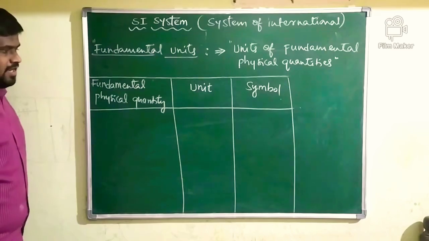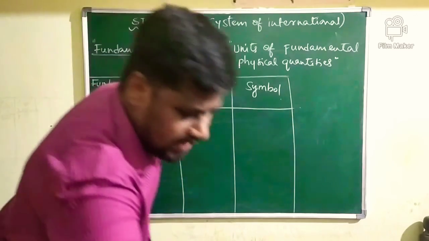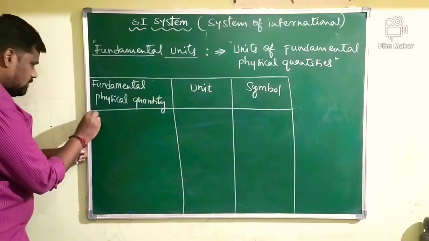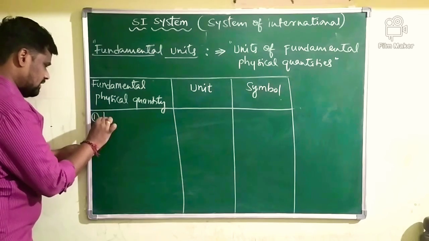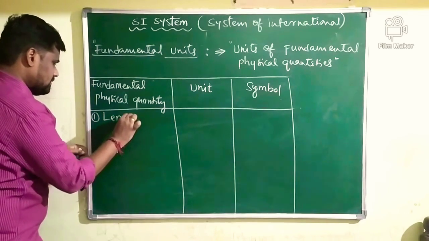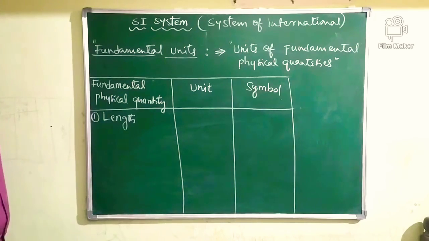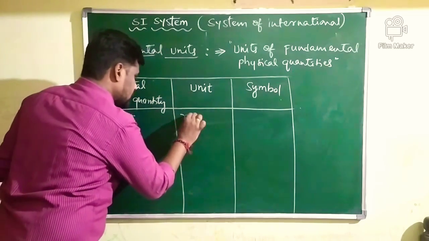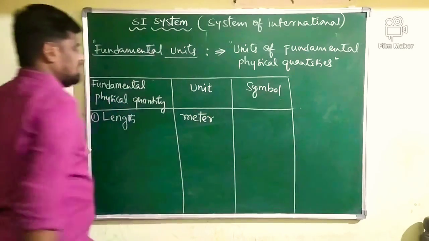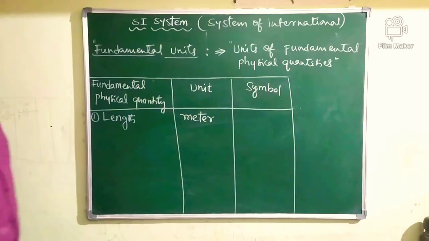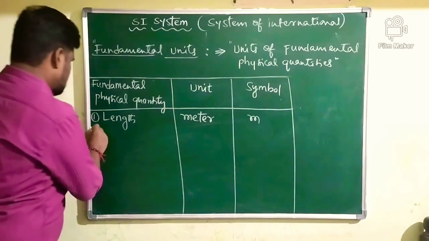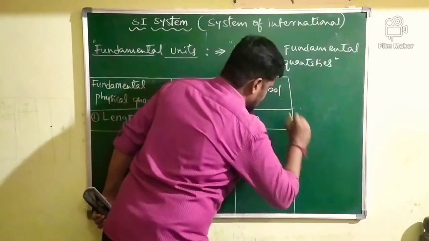I guess you know the names of the fundamental physical quantities. What is the first fundamental physical quantity? The first fundamental physical quantity is length. Unit of length in SI system is meter, and its symbol is small m. So this is the first fundamental physical quantity and its unit.